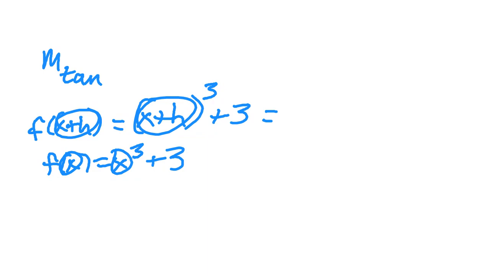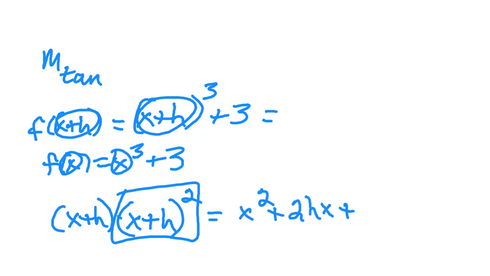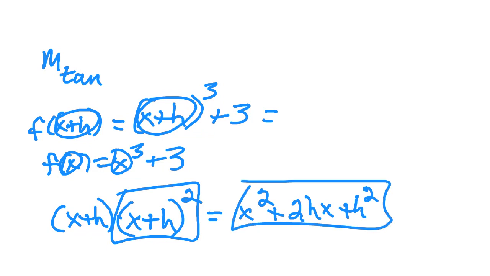So when I cube this out, I need to know what x plus h cubed is. What I can do is square it out first, and then multiply that by x plus h. So if I square it out first, this part right here is x squared plus 2hx plus h squared, right? And then I'm going to multiply that times x plus h.